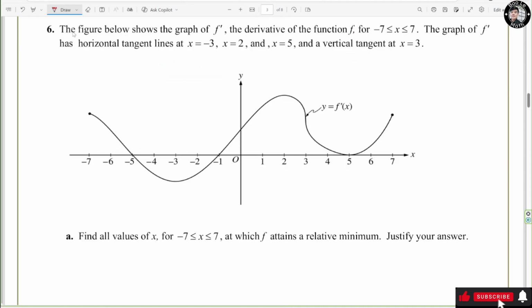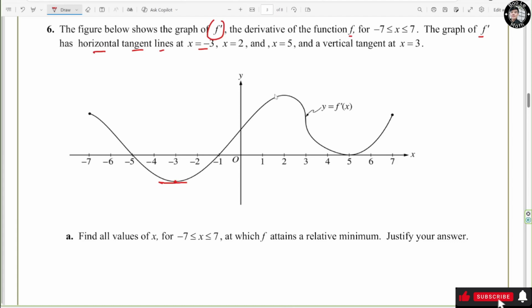Now let's move on to question 6. The figure below shows the graph of f prime, the derivative of the function f, for the interval -7 to 7. The graph of f prime has a horizontal tangent line at s equals -3, right? It's right here.